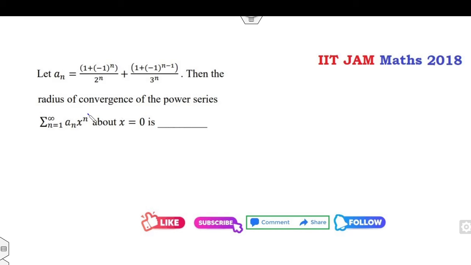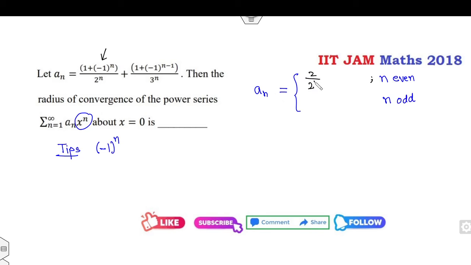Find the radius of convergence of the power series with x raised to power n. Always remember, students, whenever you see the expression (-1) raised to power n, you always break it into two components: one when n is even, second when n is odd. What will happen if n is even? This component will be twice, and this value will be 0. When n is odd, this number is 0 and this number will be twice.